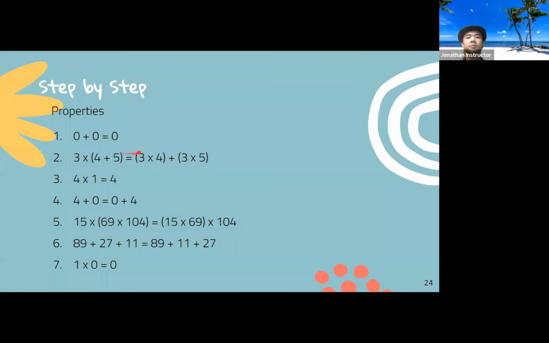So the first one, 0 plus 0 equals 0. So what is that property? Well, it's addition, right? So it's going to be the addition identity. And then for the second one, basically we're moving, as we can see, moving this in and moving this in. So 3 times 4, 3 times 5, that's the distributive property. And then number 3, you're multiplying by 1. So that's the identity of multiplication.